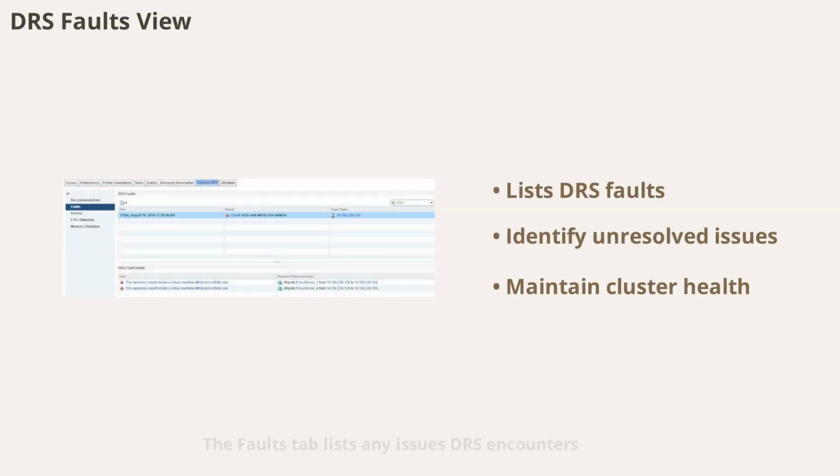The Faults tab lists any issues DRS encounters, such as rules it can't satisfy or migrations it can't complete. While not all faults are critical, monitoring this section helps you identify and resolve problems before they impact performance. Regularly checking for faults is a best practice for maintaining a healthy cluster.